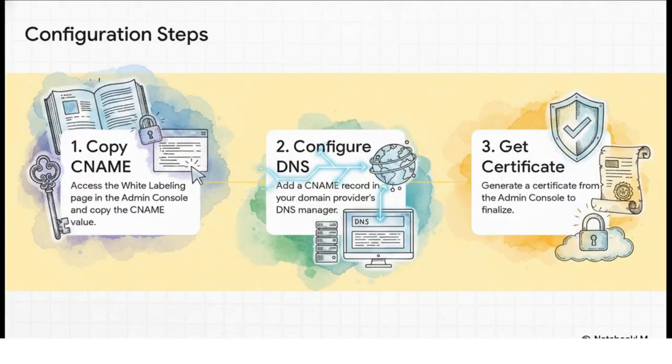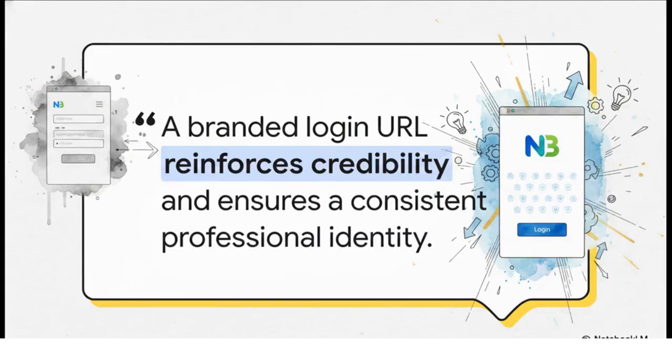Okay, ready to set it up? It's just a quick 3-step process. Super easy. First up, just grab the CNAME value from the admin console. Easy enough, right? Then pop that CNAME record into your domain provider's settings. And last, generate the security certificate, and that's it. You're all done. You see, a small tweak like this has a huge impact on how professional you look.